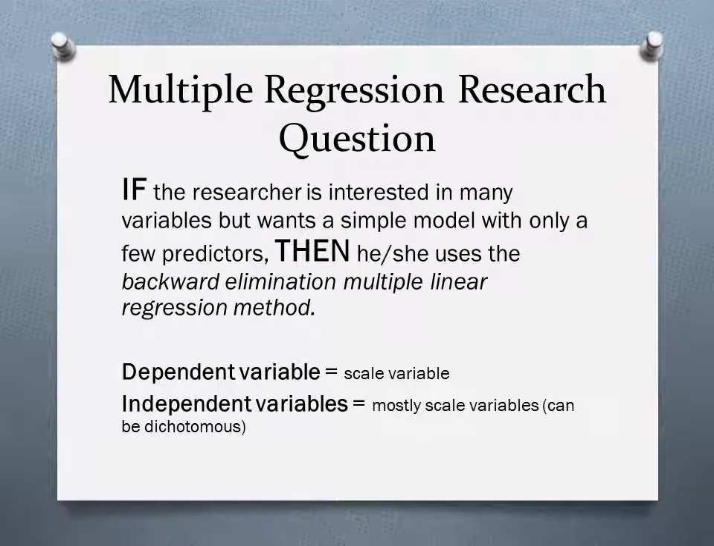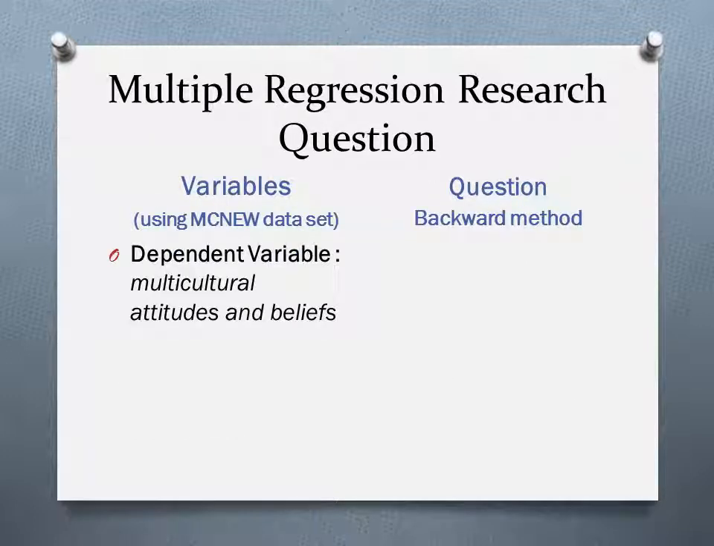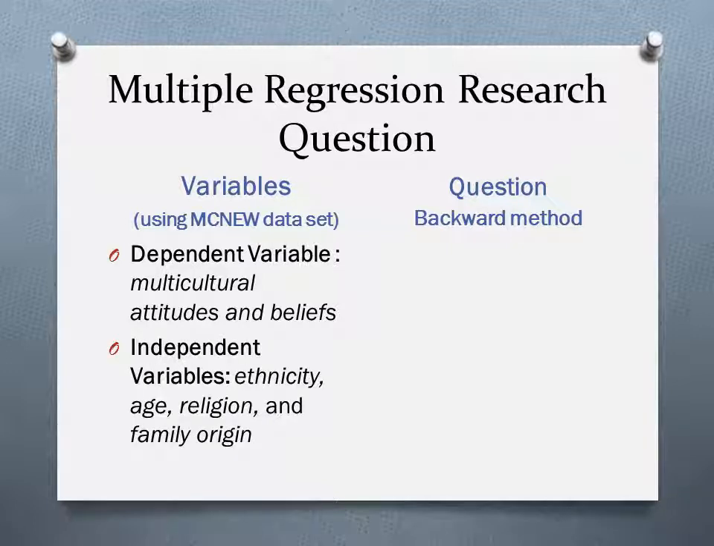If the researcher is interested in many variables but wants a simple model with only a few predictors, then he or she uses the backward elimination multiple linear regression method. In this method, the dependent variable is scale, and the independent variables are mostly scale variables and can be dichotomous. The dependent variable will be multicultural attitudes and beliefs. The independent variables will be ethnicity, age, religion, and family origin.